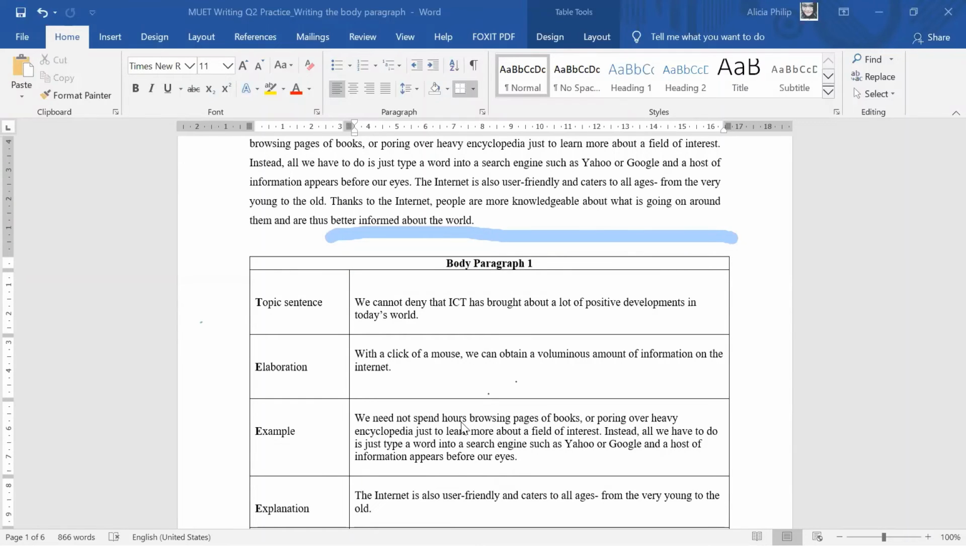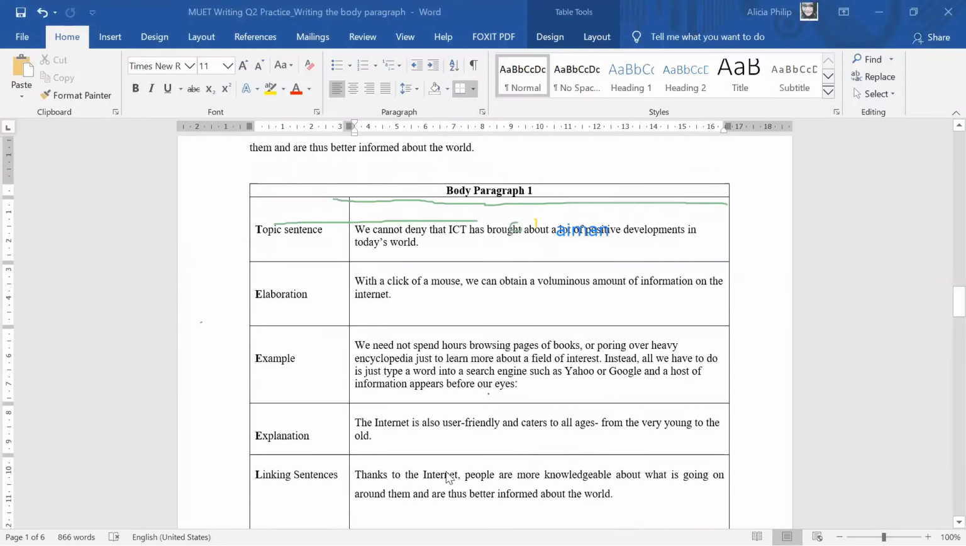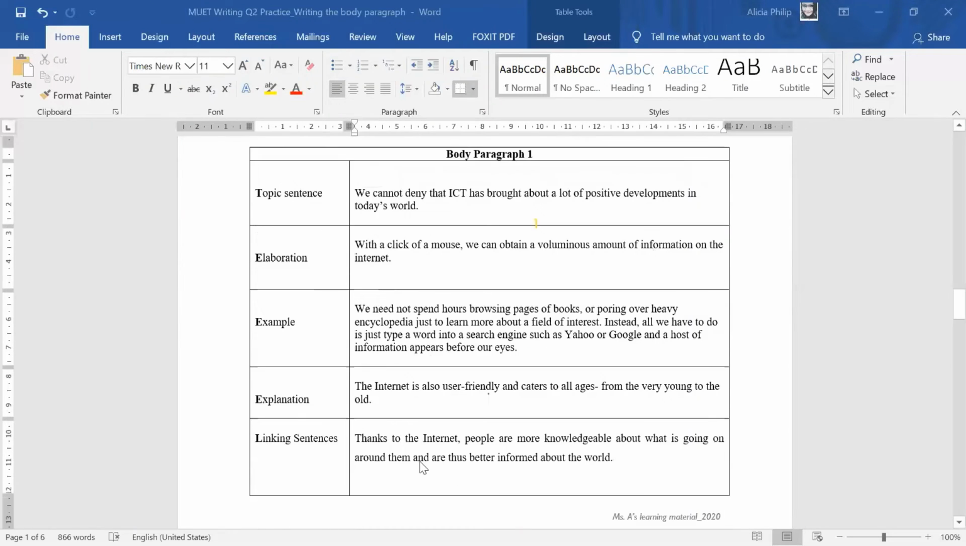Okay, linking sentence is, yes. Who is in green? Okay, so yes, if you look at the link, Ayman. Okay, linking sentence is: thanks to the internet, people are more knowledgeable about what is going around them and thus they are better informed about the world. Okay, very good. So now you can actually identify the elements in constructing a body paragraph.